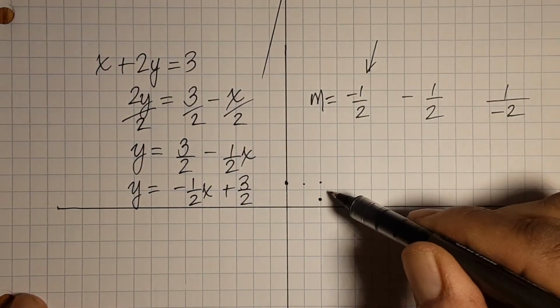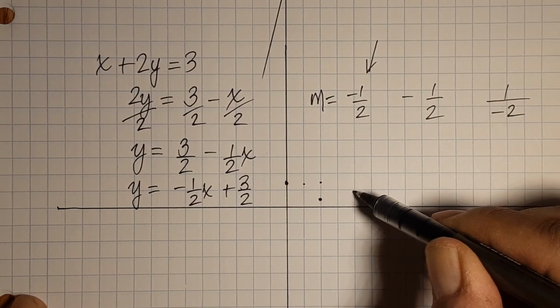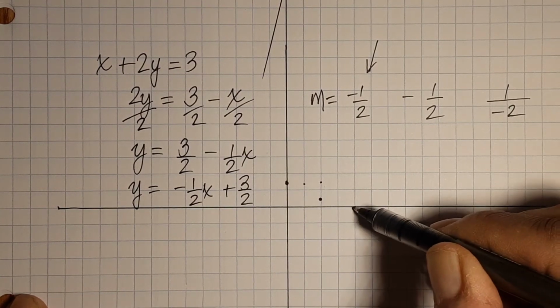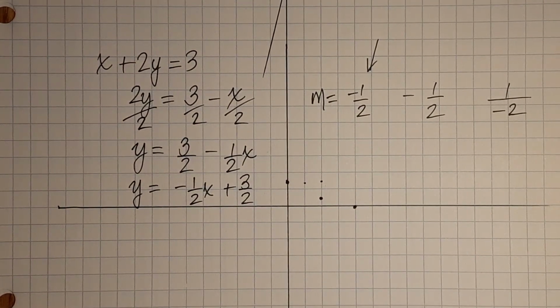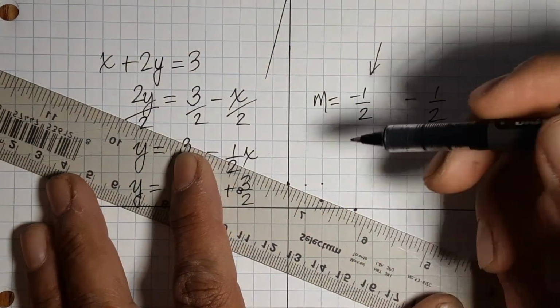You want another point? Try it again. 1, 2, I'm going to go down 0.5. So if I go 0.5 down from 0.5, I'll be at 0. And then you take a ruler and connect those 3 dots.